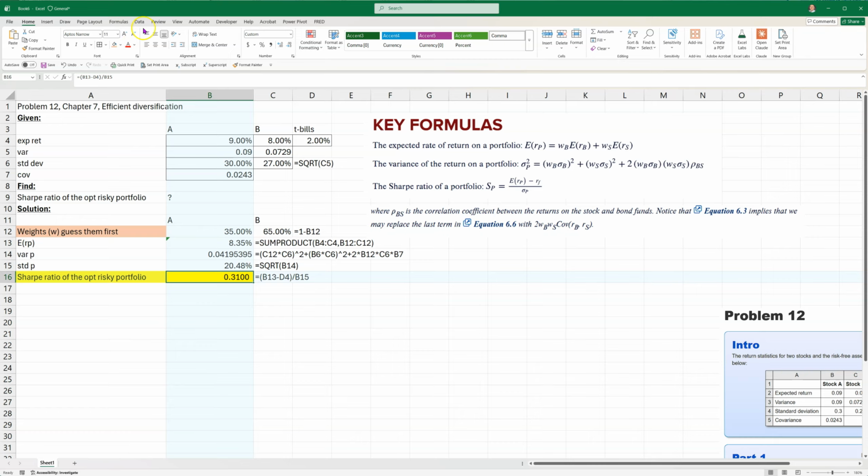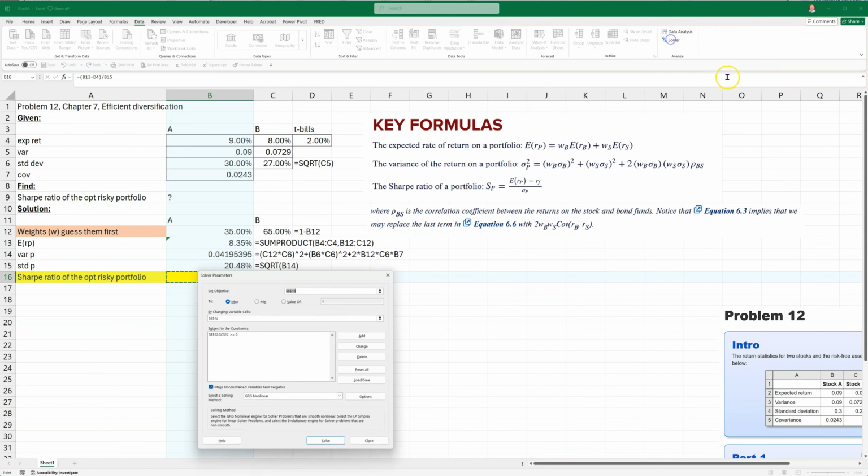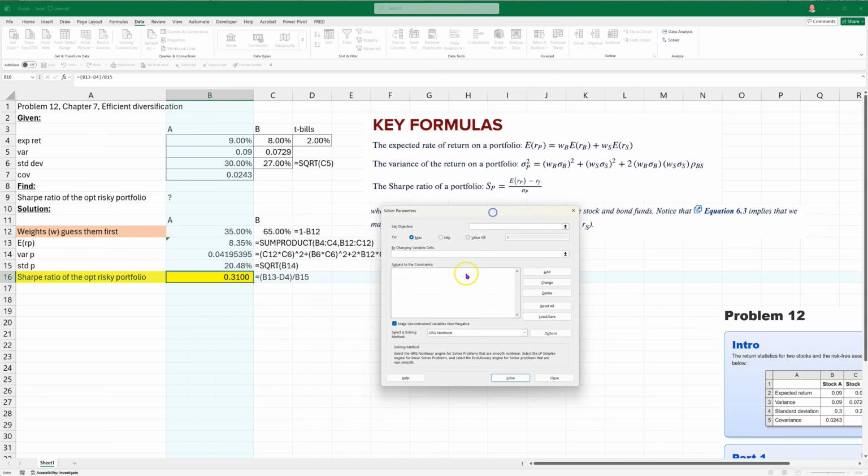We can just go here and go into data, and go into Solver. Now, if you don't have Solver, you can Google how to have that appear up here. Let me reset all. And so we want to set the objective. We want this to be a maximum by changing this weight. Remember, we don't have to change this weight because this weight changes, because this is just 1 minus this.